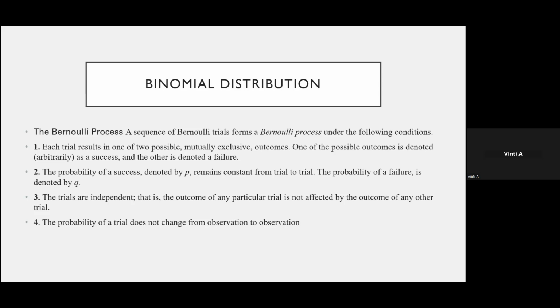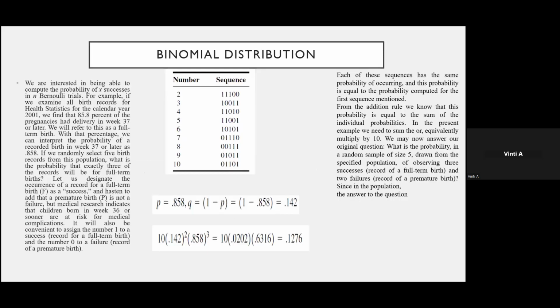The trials are independent, which means that the outcome of any particular trial is not affected by the outcome of any other trial, and the probability of a trial does not change from observation to observation. This we've already said. Now let's look at this. I'll go very slowly on this.